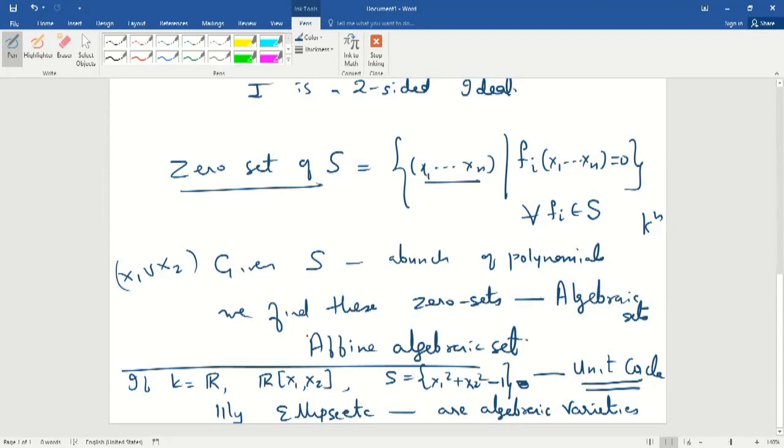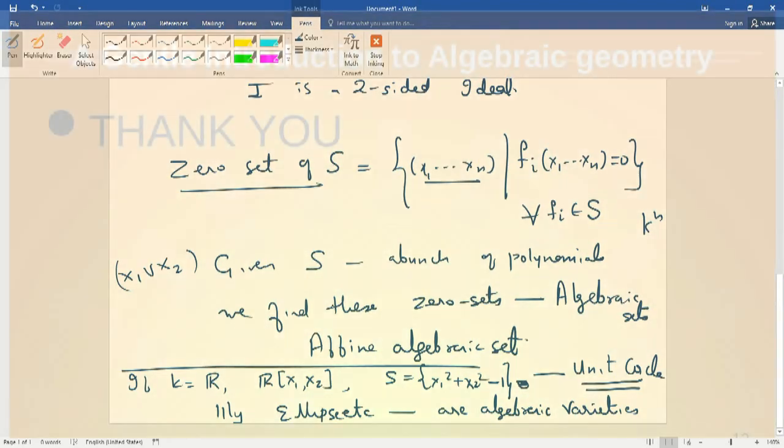So that's the gentle introduction, and I think Chidanand's question was about the topology of algebraic varieties, and that we will carry forward to the next lecture. Thank you.